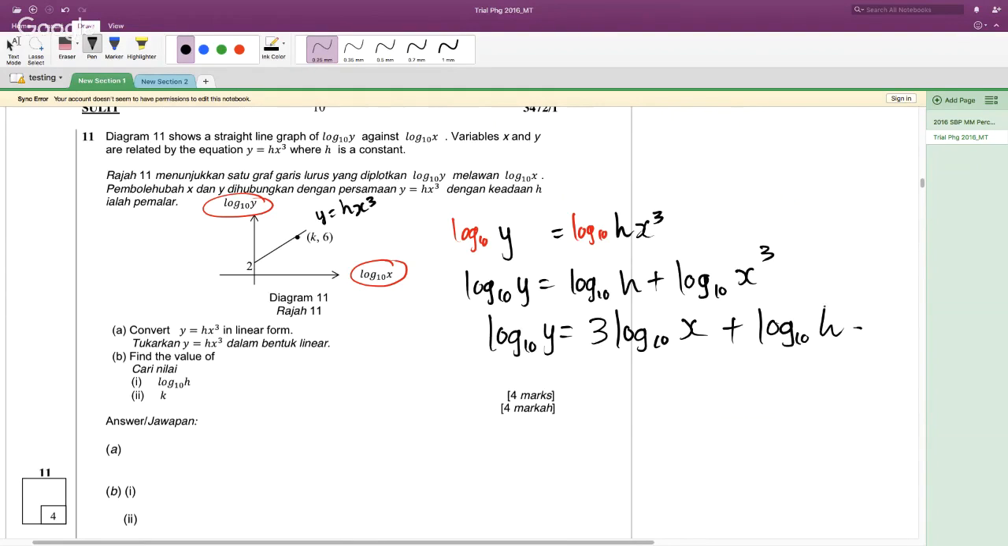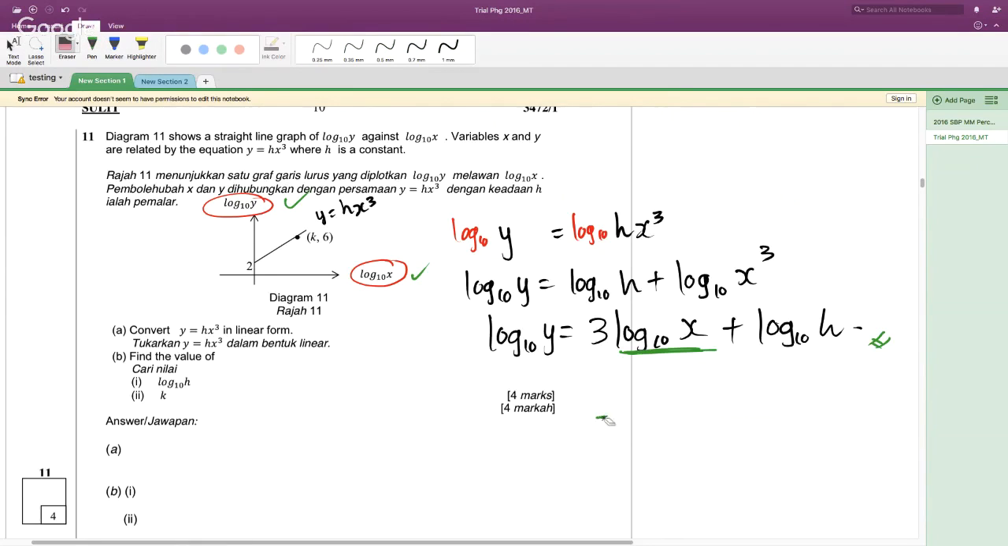Because this is linear form, it must be y equals mx plus c. I always check, is it correct? My y is log 10 y. Yes, correct. My x here is log 10 x. Yes, correct. So now I know my gradient is equal to 3. However, this question basically asks you to convert to the linear form, and you already got it. This one is the answer.